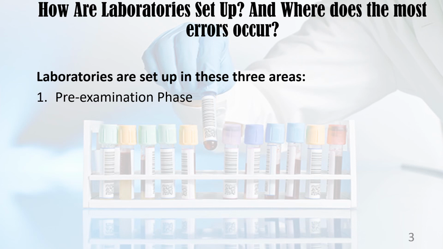Los laboratorios están divididos en 3 áreas, aquí en los Estados Unidos y en todas partes del mundo. Una es el área de preexaminación o el área preanalítica. The next one is the examination or analytical phase. This is where blood is going to be analyzed. La segunda área es la área de examinación o la área analítica, que es aquí en donde se va a analizar la sangre.